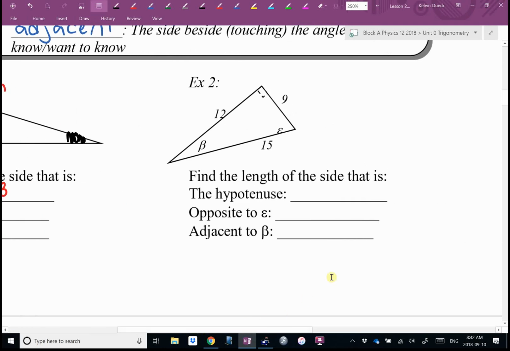What's the hypotenuse here? 15? What's opposite to angle epsilon?